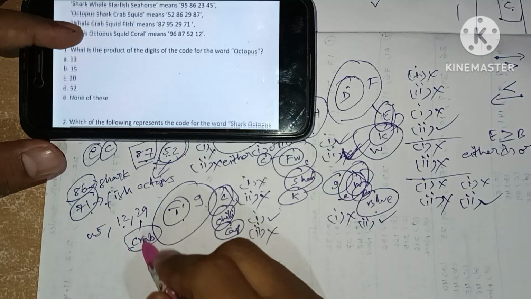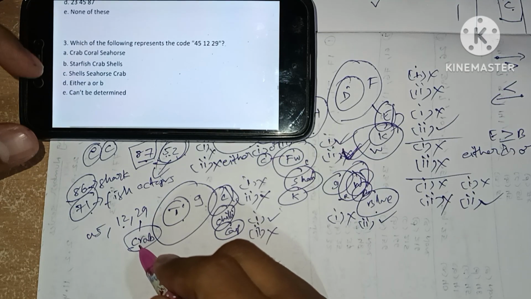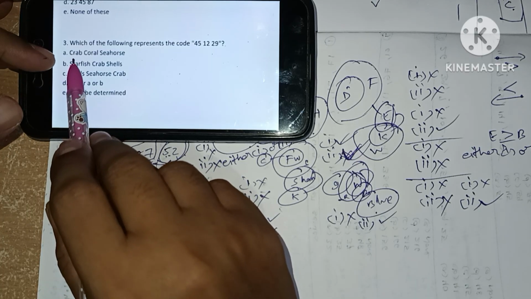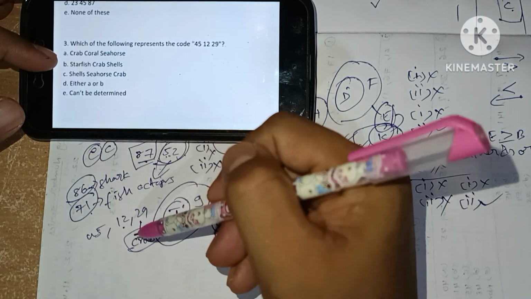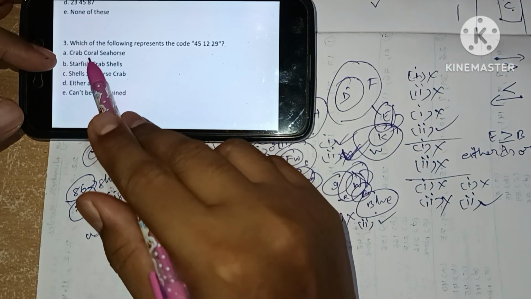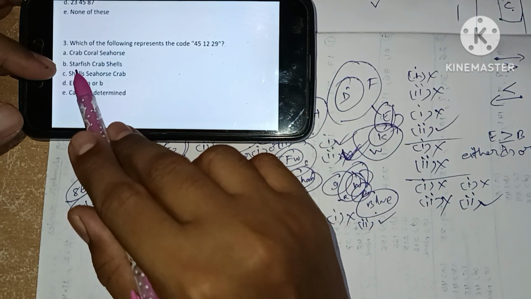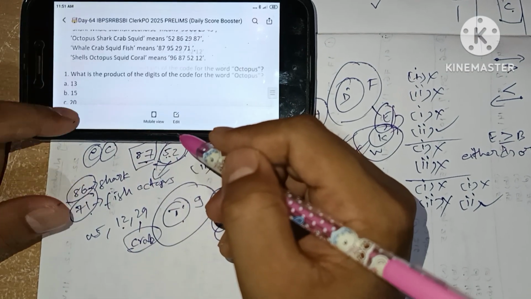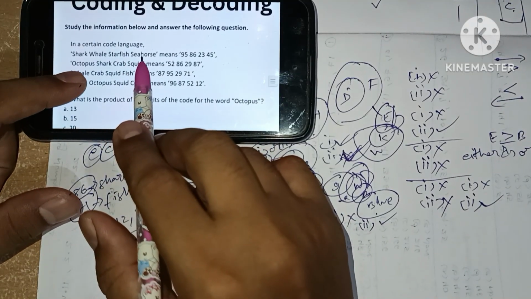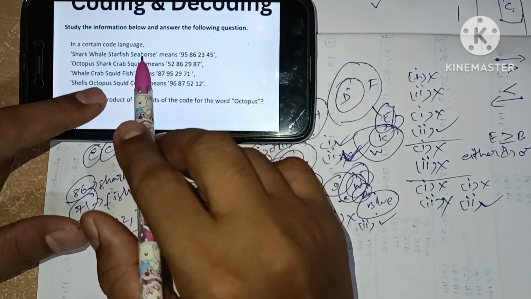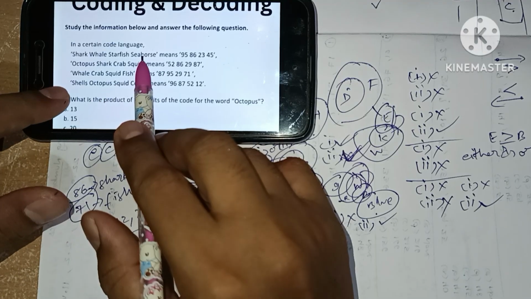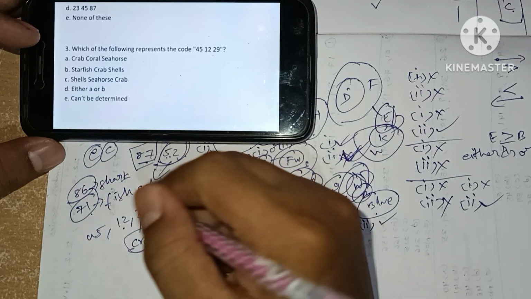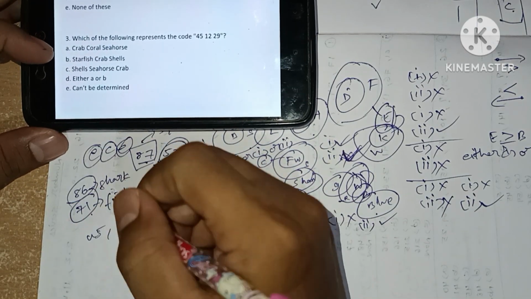First one, this one we can find, crab, and the others are possibilities. Here we see the option is either A or B. So the first one is crab. So we got crab. Here also crab. So the next one must be coral and seahorse, or else starfish or shell. So let's see them. Seahorse or coral, or else seahorse or a shell. It is possible in two ways, so we cannot find the answer. So option E is our answer. We cannot determine.